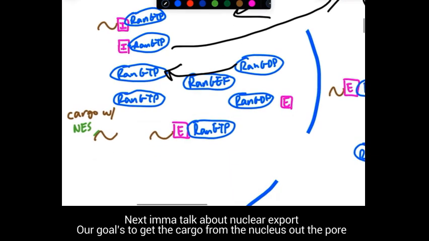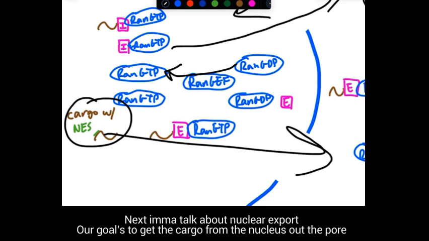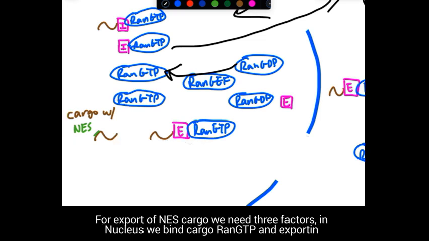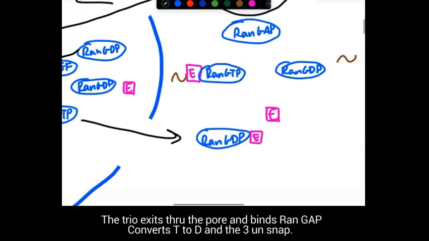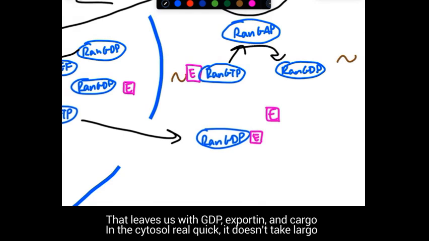Next, I'm going to talk about nuclear export. Our goal is to get the cargo from the nucleus out through the pore. For export of an NES cargo, we need three factors in the nucleus: the cargo, Ran GTP, and exportin. The trio exits through the pore and binds Ran GAP, which converts GTP to GDP, and the three unsnap. It leaves with the Ran GDP, exportin, and the cargo.